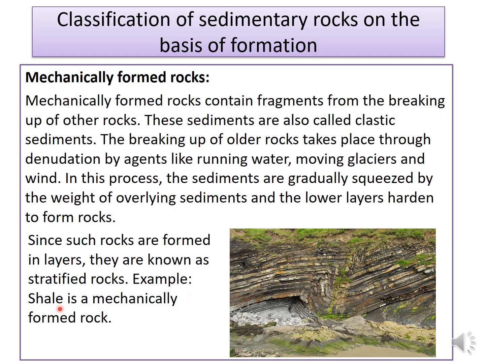For example, shale is a mechanically formed rock. So here you can see shale and you can see all the different layers or strata which are very clearly visible. So these kinds of rocks are also called stratified rocks. So shale is a mechanically formed rock and it is formed by the compaction of silt and clay-sized mineral particles.